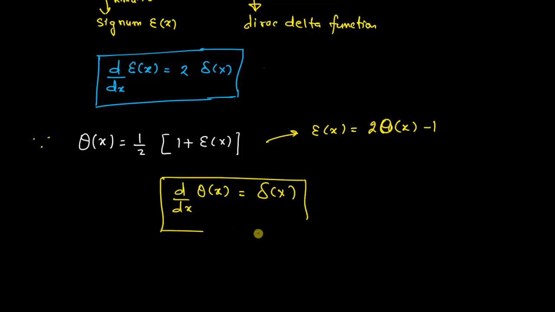So now here is a concept. This theta of x is a unit step function which has a finite discontinuity, and delta of x is a function which has an infinite discontinuity at that point. If you have a function which has a finite discontinuity at some point and you take the derivative of that function, that finite discontinuity will turn out to be a delta function, which has an infinite discontinuity. So here is a concept which you must remember.